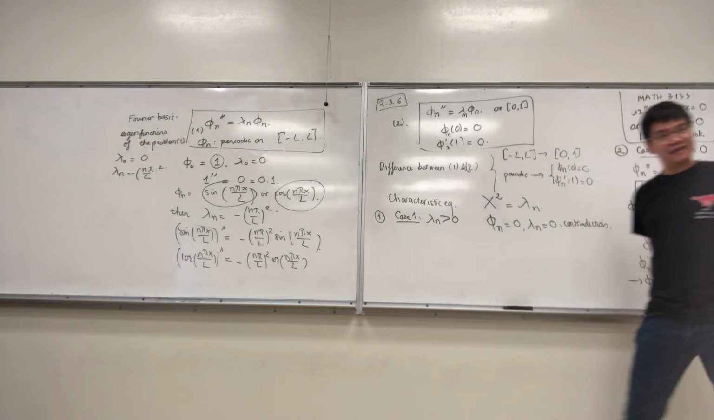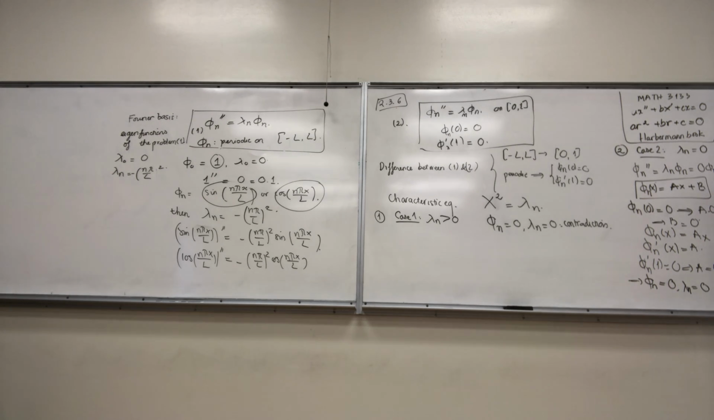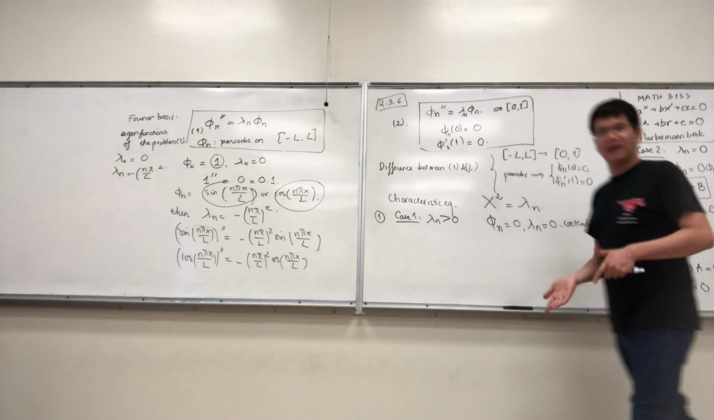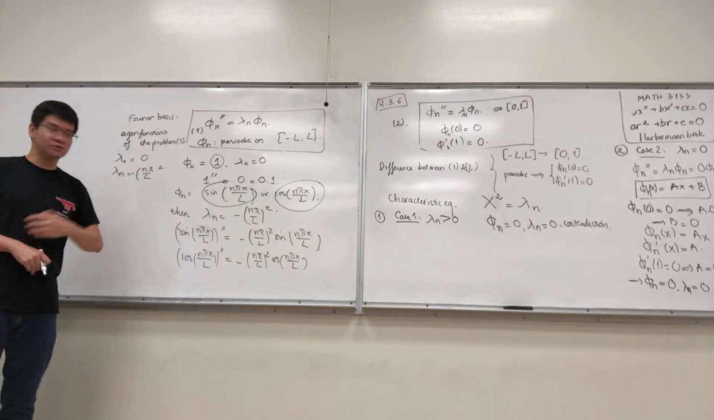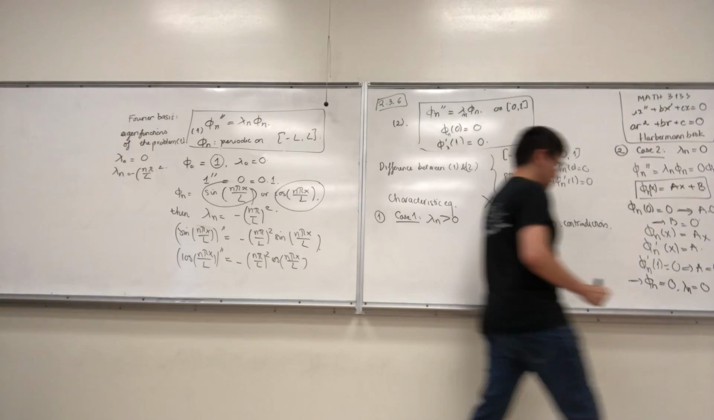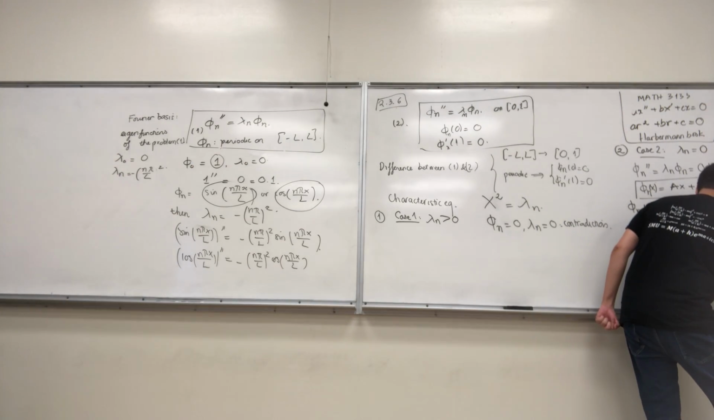The second boundary condition says that phi n of 1 is 0. Which means that a is also 0. In this case, you have lambda n is 0, and phi n is 0. This is not admissible, right? So this is not an eigenfunction.